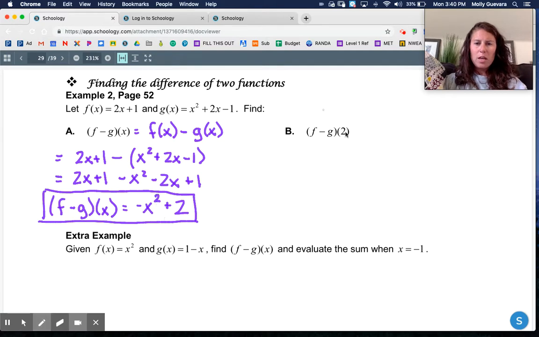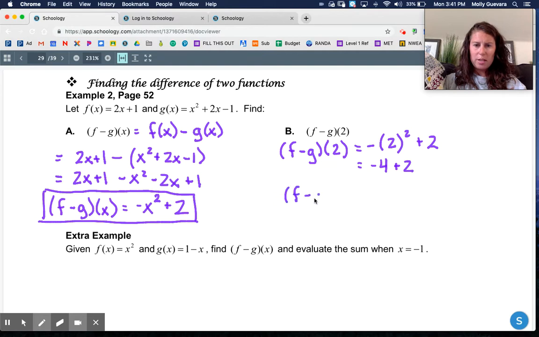There we go. Okay, now I want f minus g of 2. Well, I already found what f minus g was, so I can just plug it in. Be very careful. This negative is outside the parentheses. Okay, so 2 squared is 4, but then it becomes negative 4 because this negative just comes straight down. So I have negative 4 plus 2. So my final answer is f minus g of 2 equals negative 2.